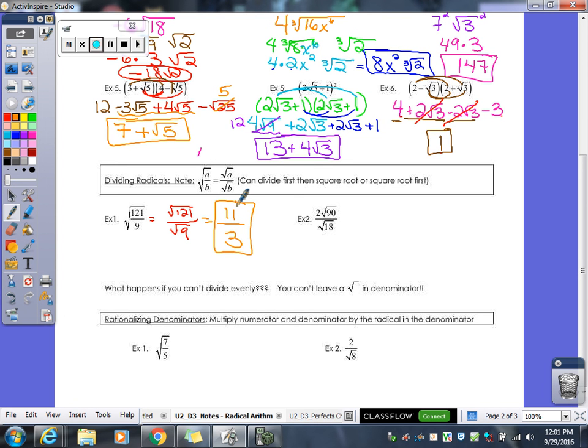When I look at example 2, though, those aren't perfect squares. So what you always want to try to do with division first is you always want to try to actually divide the numbers under the radical. Can we do 90 divided by 18? You get a 5. So we would have our 2 out in front still. 90 divided by 18 is 5. And then that one's done. Always try to actually divide them first. It's not always going to work out that way, but I would say about 80% of the time it does. So always try to actually divide.